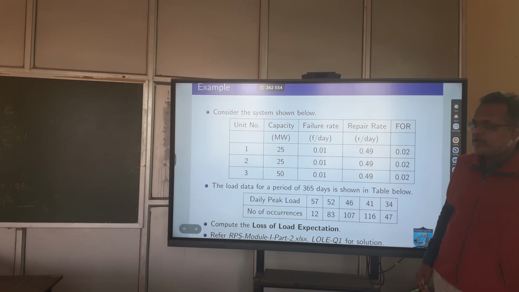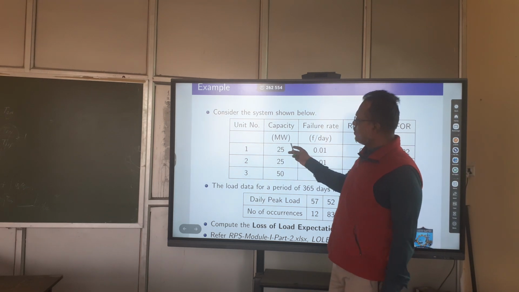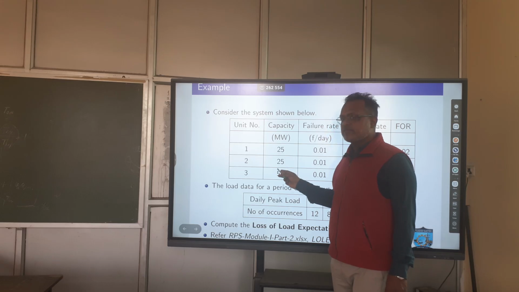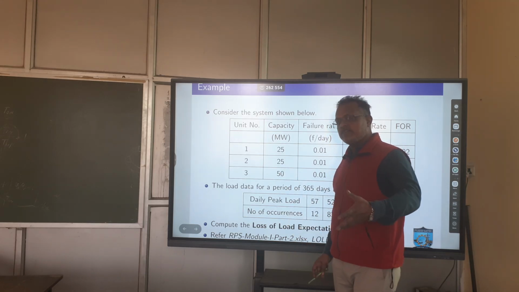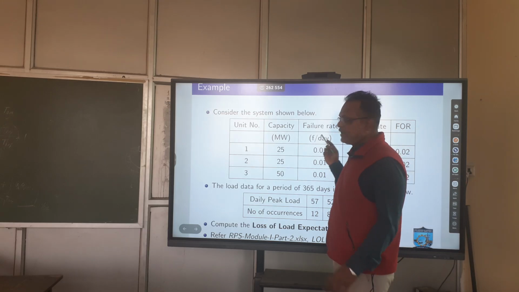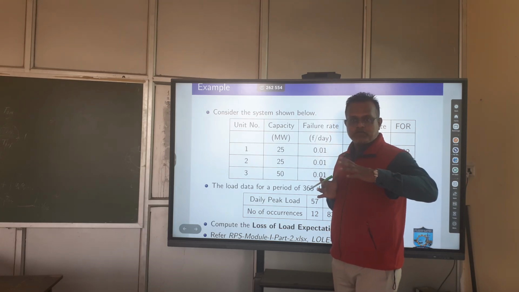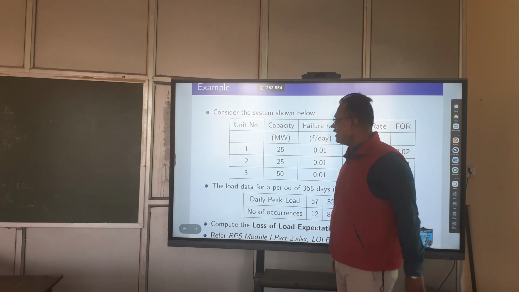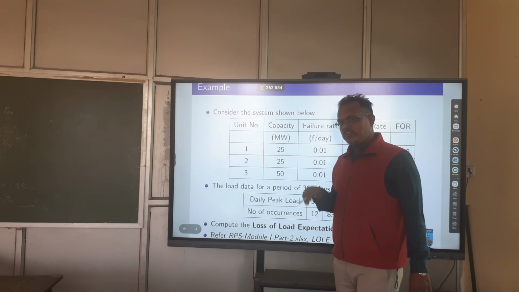First you will build the capacity outage table using only the two 25 megawatt units. Next you will build the 50 megawatt unit as in service or out of service. Then you will combine both together. So it is exactly similar to that two 3 megawatt and one 5 megawatt system. Only the capacity outage values will change.